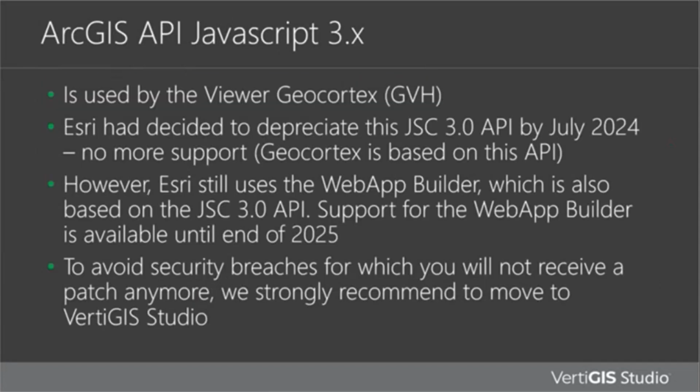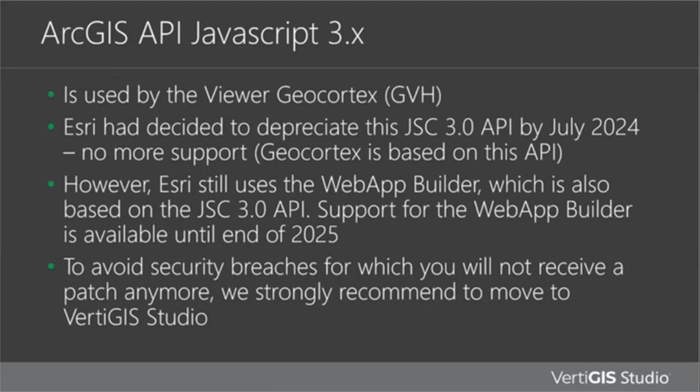So basically, more in detail, this JavaScript API, JavaScript 3, is used by Geocortex. It has been deprecated by July 2024 by Esri. However, I have to say that Esri still uses the Web AppBuilder, and the Web AppBuilder uses also the JavaScript 3 API. So this Web AppBuilder will be retired by the end of this year. So theoretically, if there is a security breach, Esri should still fix it. But to be sure, I really recommend to get started just to avoid that you have any security issues, since the JavaScript 3 API is officially retired by Esri.